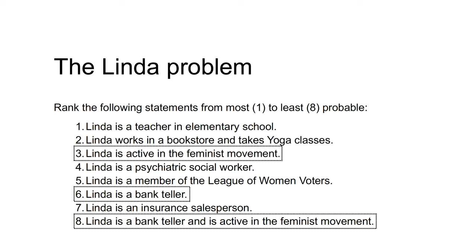Note that 8, Linda is a bank teller and is active in the feminist movement, is a conjunction of 3, Linda is active in the feminist movement, and 6, Linda is a bank teller. Tversky and Kahneman found in a sample of students that 88% ranked 3 before 8 before 6. 6, Linda is a bank teller, was rated less probable than 8, Linda is a bank teller and is active in the feminist movement.